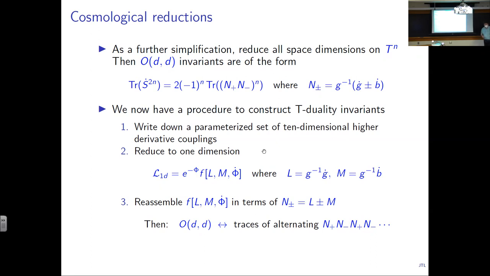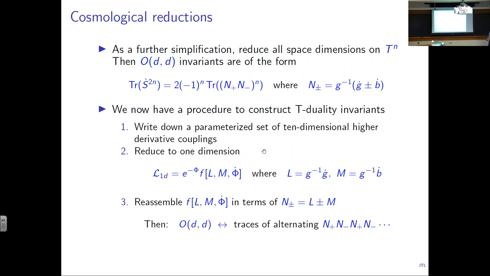And so this provides sort of a roadmap for exploring T-duality. This is something that Hohm, Zwiebach, and a few others have pioneered. The idea is, let's say we have a 10-dimensional action and we want to construct 10-dimensional couplings that are T-duality invariant. But we don't really know the answer at first. Let's just write down a parameterized set of couplings. So let's write down all possible gauge invariant 4-derivative couplings, all possible gauge invariant 8-derivative couplings, things like that.